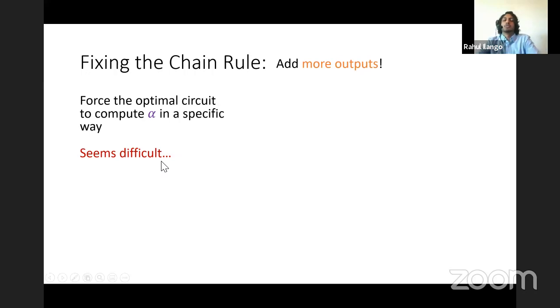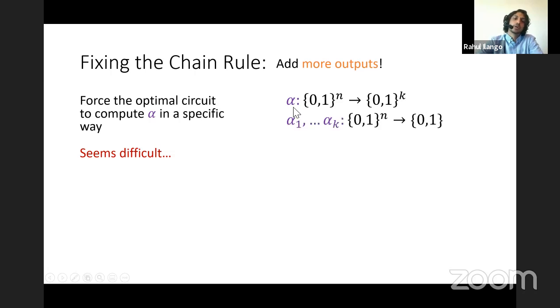So how do we force it to compute alpha in a specific way? Well, we're going to force it to compute each one of alpha's components in a specific way. So alpha 1 up to alpha k are like the single output versions of alpha. This alpha 1 computes its first bit, alpha k computes its kth bit. And we're going to force it to compute alpha 1 up to alpha k in a specific way.